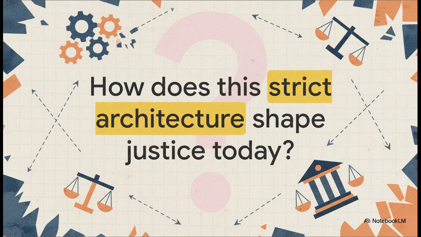So as we wrap up this explainer, I want to leave you with a thought. We've just walked through the precise, almost mathematical formulas for intent, execution, and punishment under the law. But how do these rigid legal classifications actively mold the messy, everyday reality of our justice system on the ground? It's something to chew on.